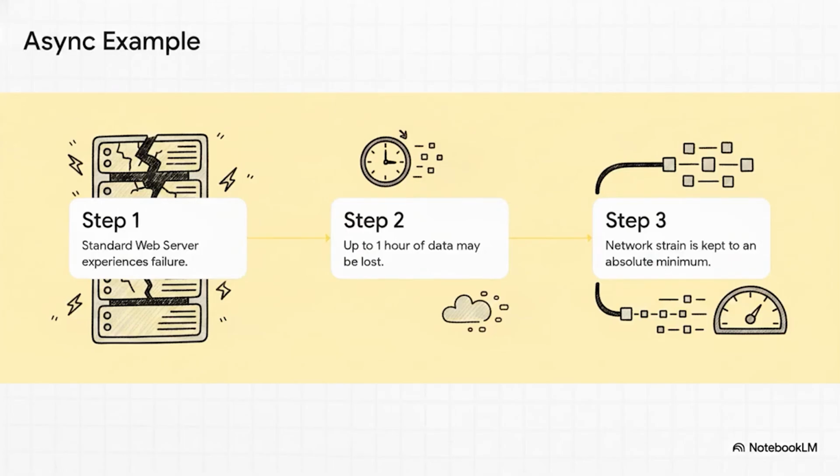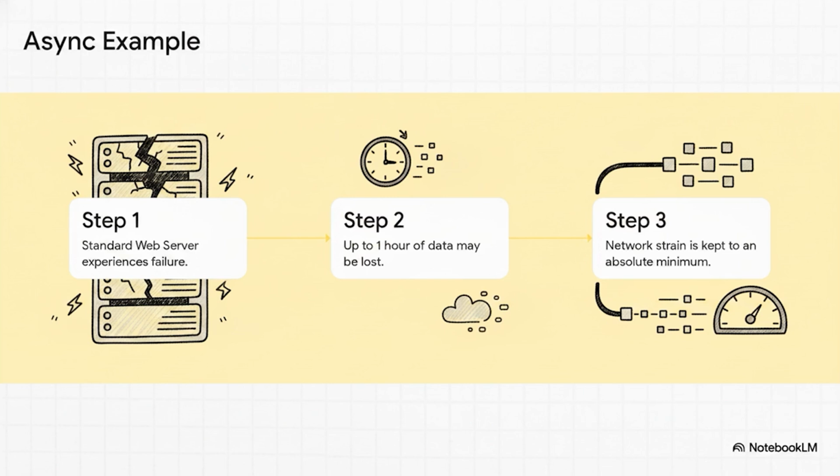Let's ground this with a real-world example. Picture a basic internal file share or a standard web server cluster. Step 1. That server suffers a sudden hardware failure. Boom. Step 2. Because we're running asynchronous replication, we might lose up to an hour of data. But for a standard web server where the configurations are mostly static anyway, that's completely fine. It doesn't derail the business.